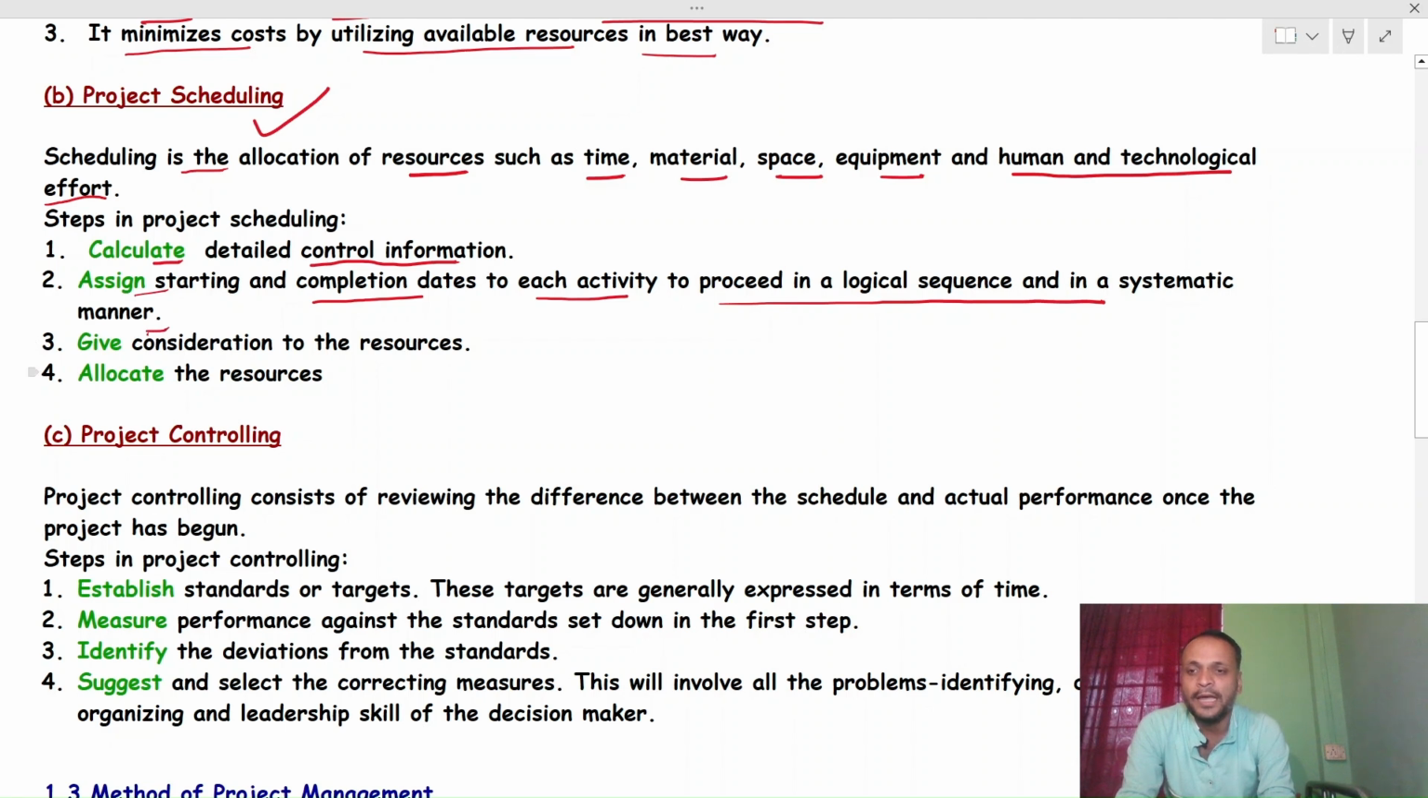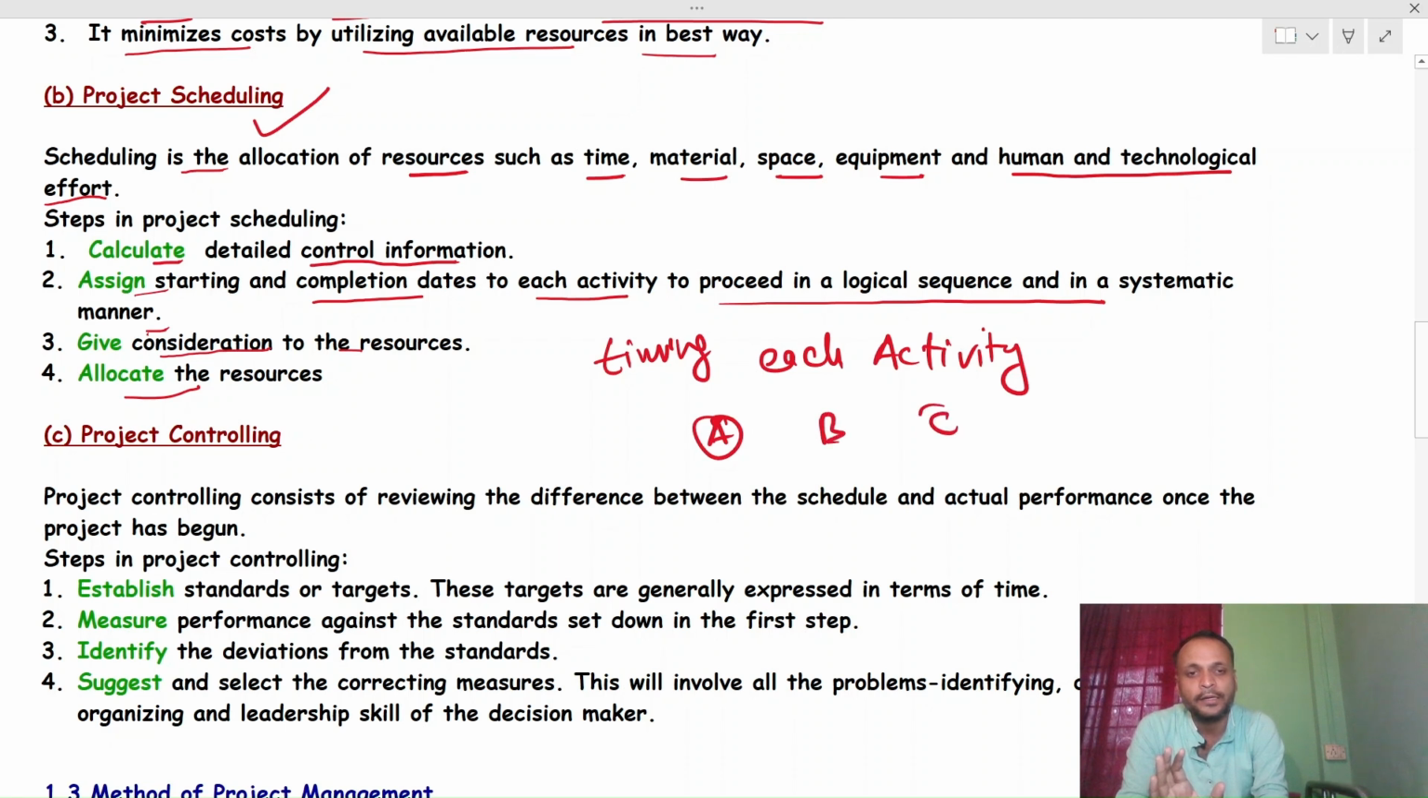Then give consideration to the resources and allocate the resources. So in scheduling, basically you have to assess all the control information and give the timing to each activity. Like this, if you have A, B and C, it goes on like this. Let us consider that the first activity completes on the first day, the next in 2 days, and the next on the third day. You have to assign that timing initially.